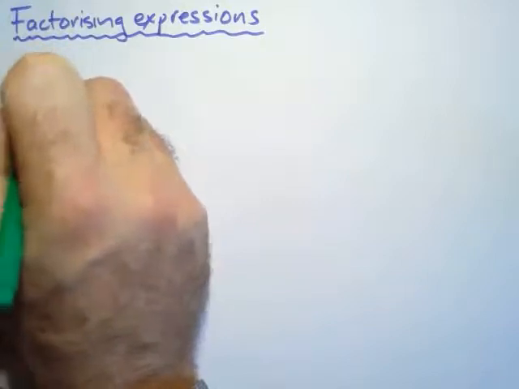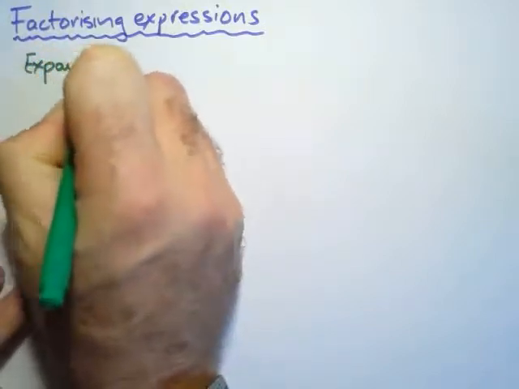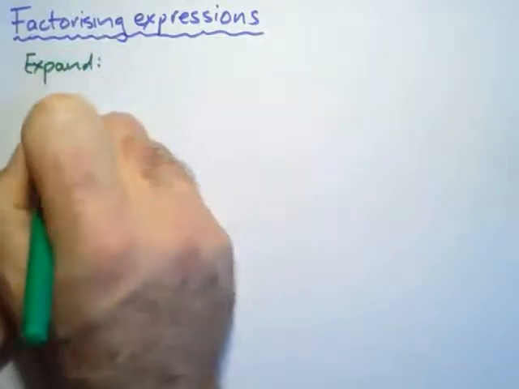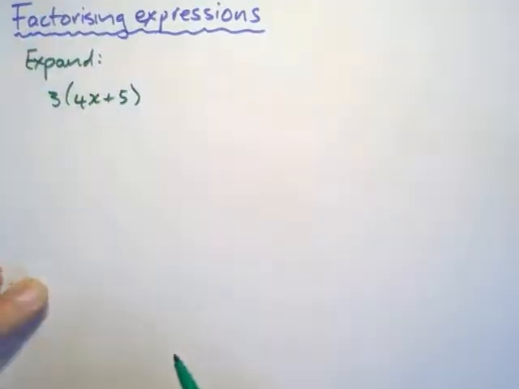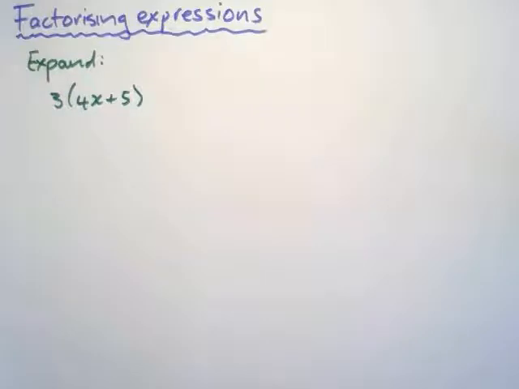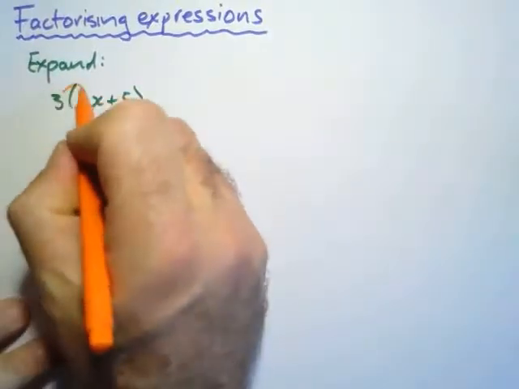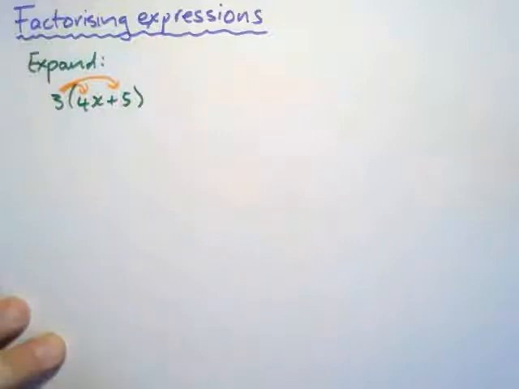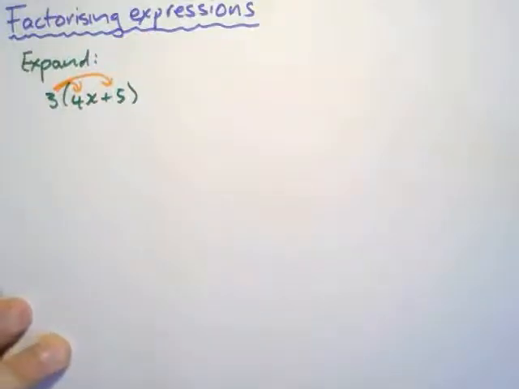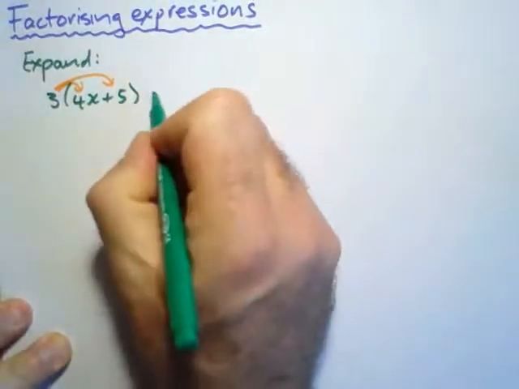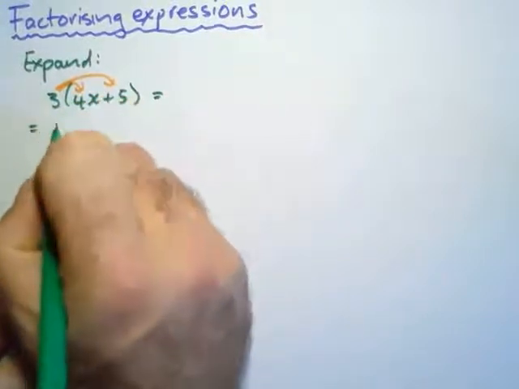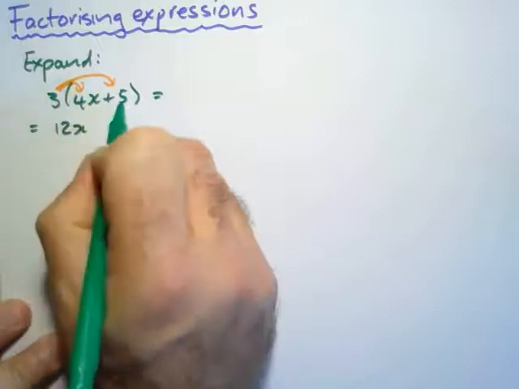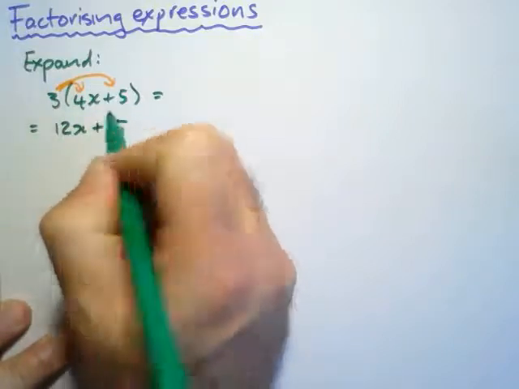Let's expand 3(4x + 5). We expand the brackets, so we multiply this 3 with each one of the terms inside. In other words, it's going to give us 3 times 4x, which equals 12x, and 3 times 5 is plus 15.